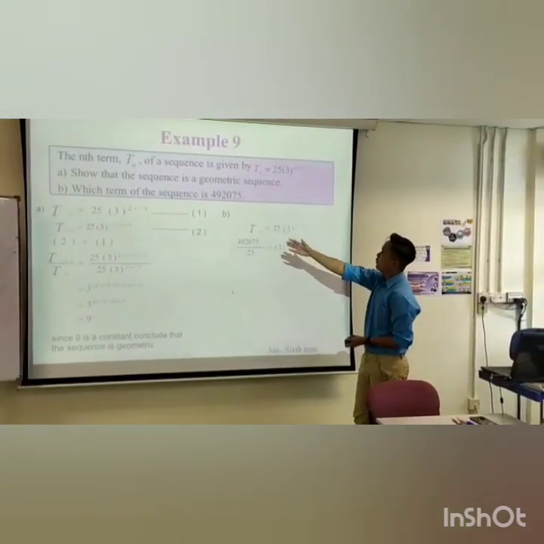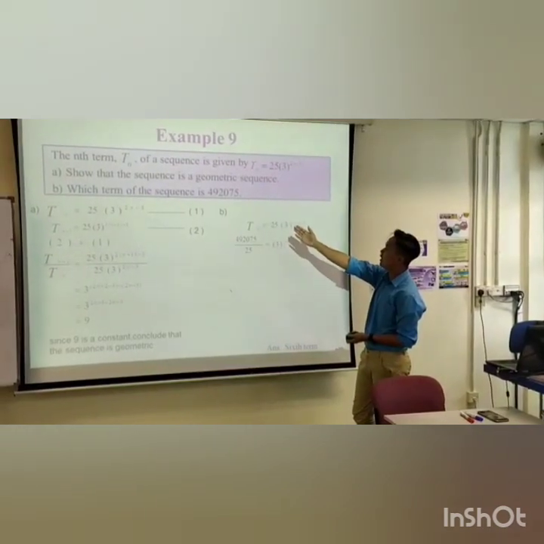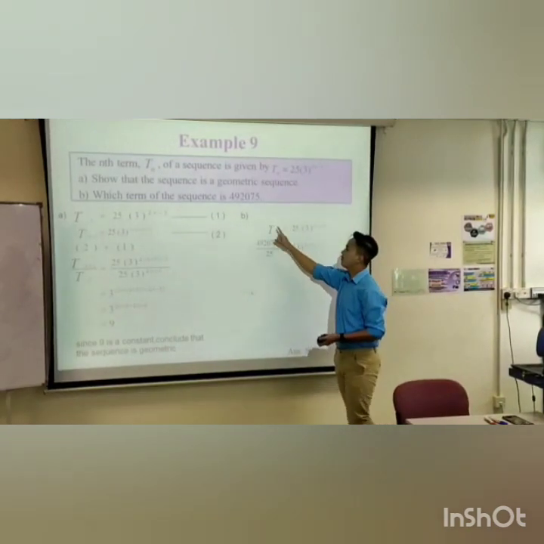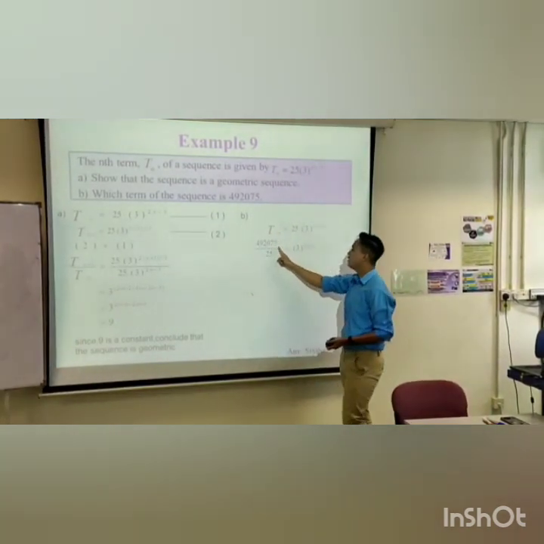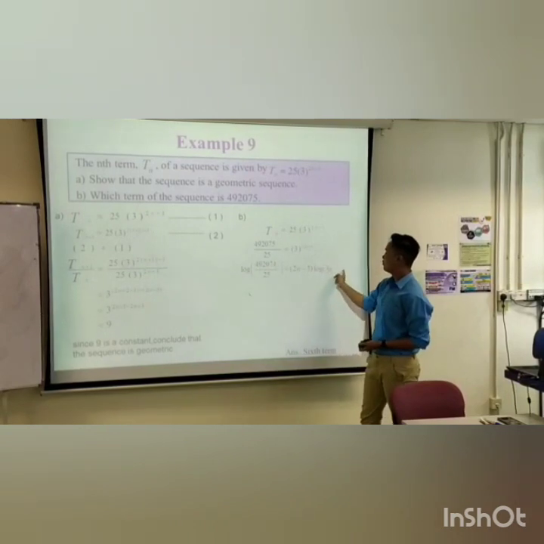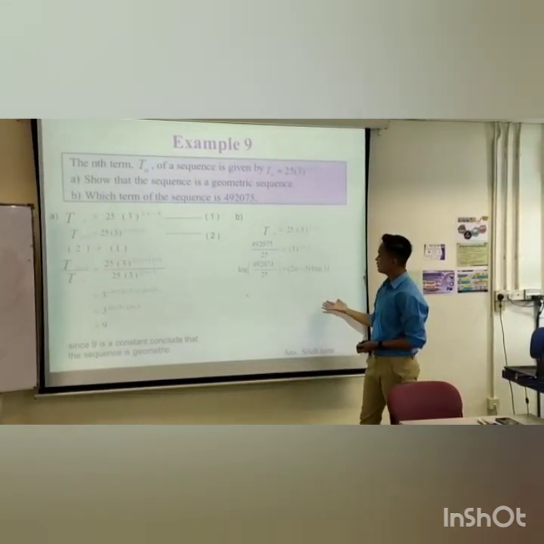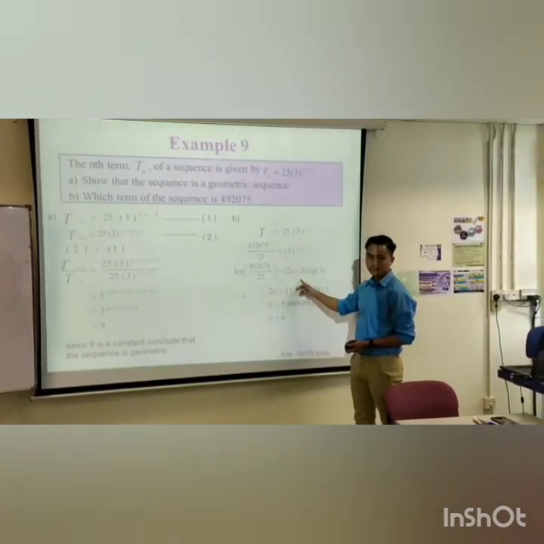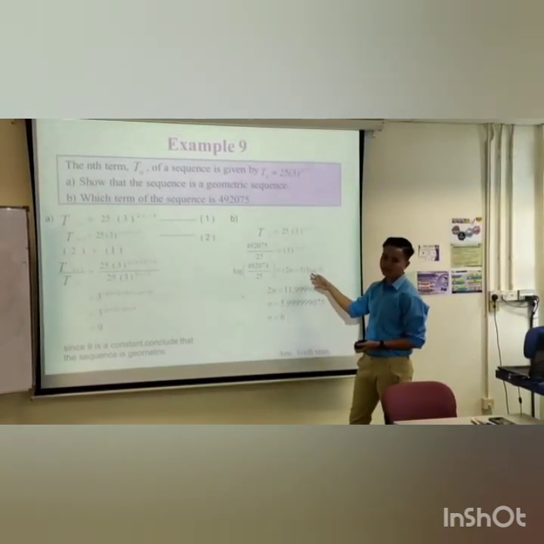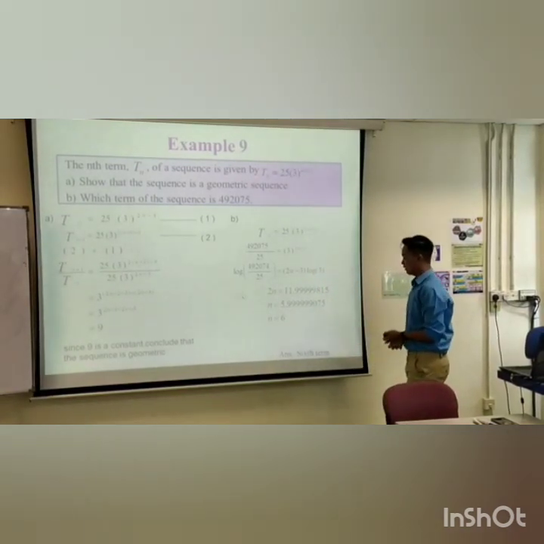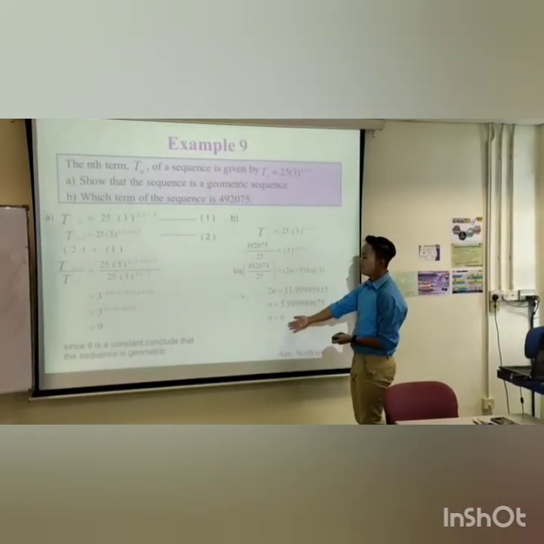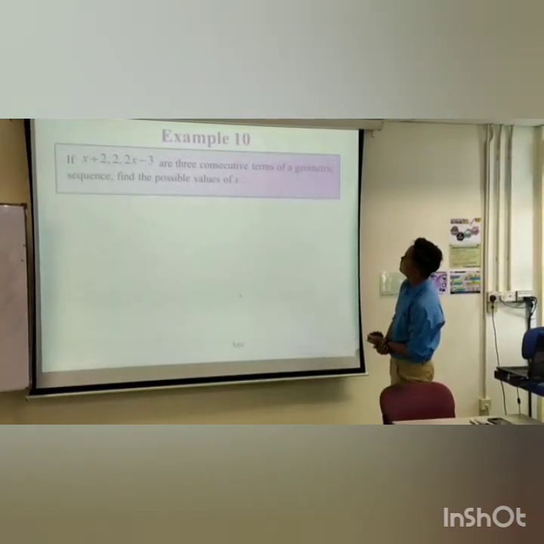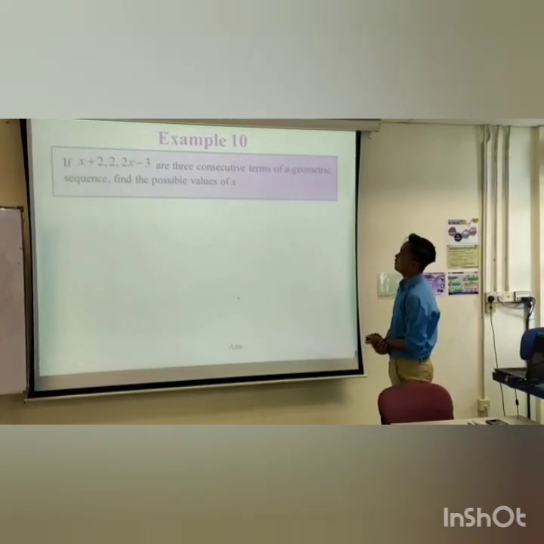So, which term of the sequence is 492075? You must substitute this value into Tn and then you do an equation like this to find what n is. You log both sides. I think you know this, right? Okay, so it is the 6th term. Moving on. I think we can skip this one.